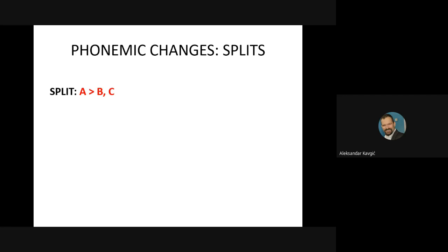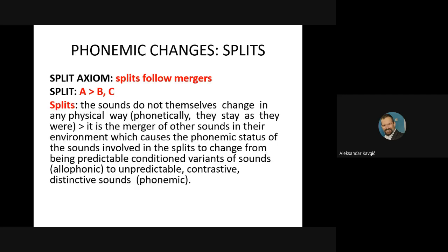I will show you, as we go through each unit, a possible question. So for this part, I'm already telling you some of the possible questions. So splits: A and B are a product of something else, or A produces B and C. This is again a relatively common phenomenon, and I mentioned that splits usually follow mergers, because when mergers reduce the number of phonemes, splits create new phonemes, because languages generally like to have the same number of phonemes in their systems.